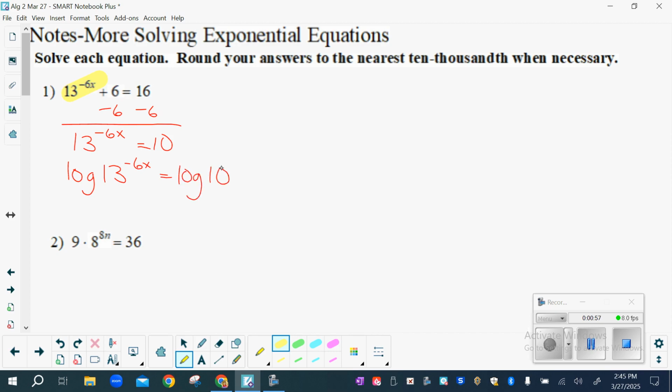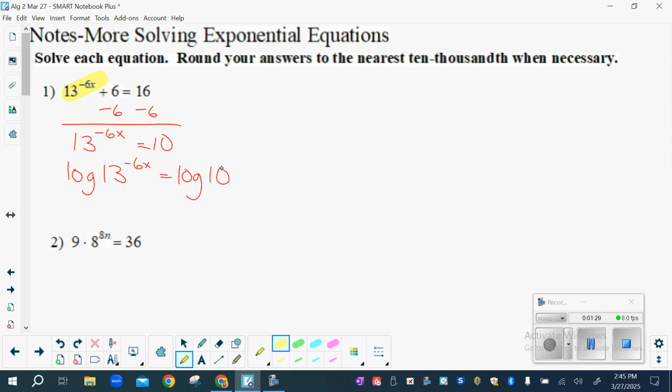So I did not write a base there. I purposely did not write a base there because we want a base of, what is the base if there's no base there? 10. We want a base of 10. Why? Do you remember? We want to use our calculator, right? That LOG button on your calculator is what base? 10. That's why we do that.